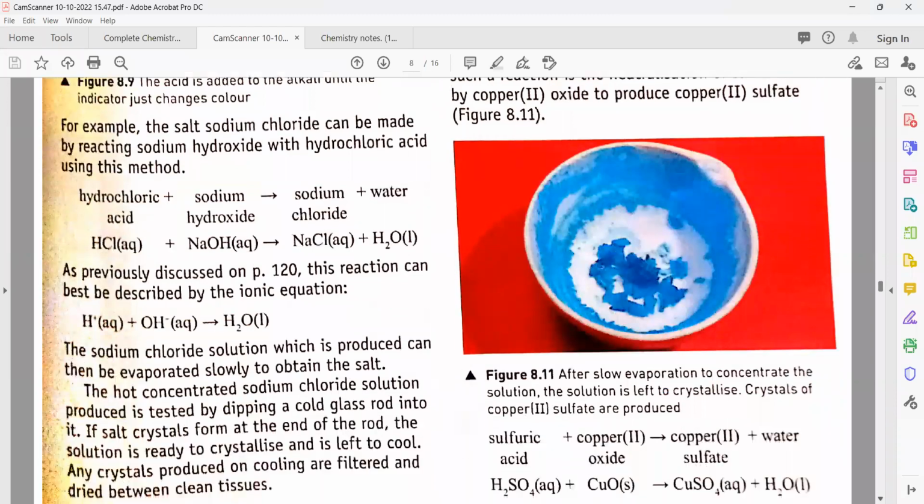For example, the salt sodium chloride can be made by reacting sodium hydroxide with hydrochloric acid using this method. So HCl plus NaOH gives NaCl plus water. This is the simplest equation, and you can easily learn it by the formulas. Hydrochloric acid, HCl, and sodium hydroxide, NaOH, dissociate. Chloride and sodium combine to make a salt, and hydrogen and OH combine to form a water molecule.